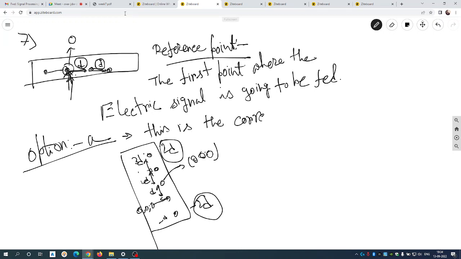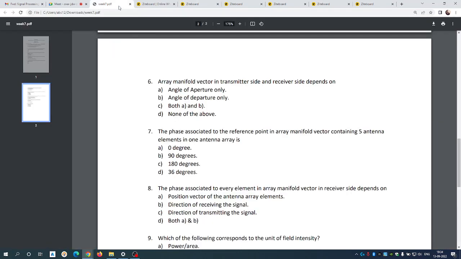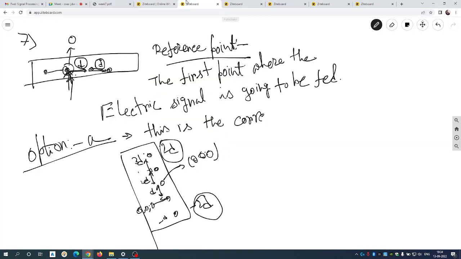Okay, thank you. So the correct option is option A, but we have written this. Option A.